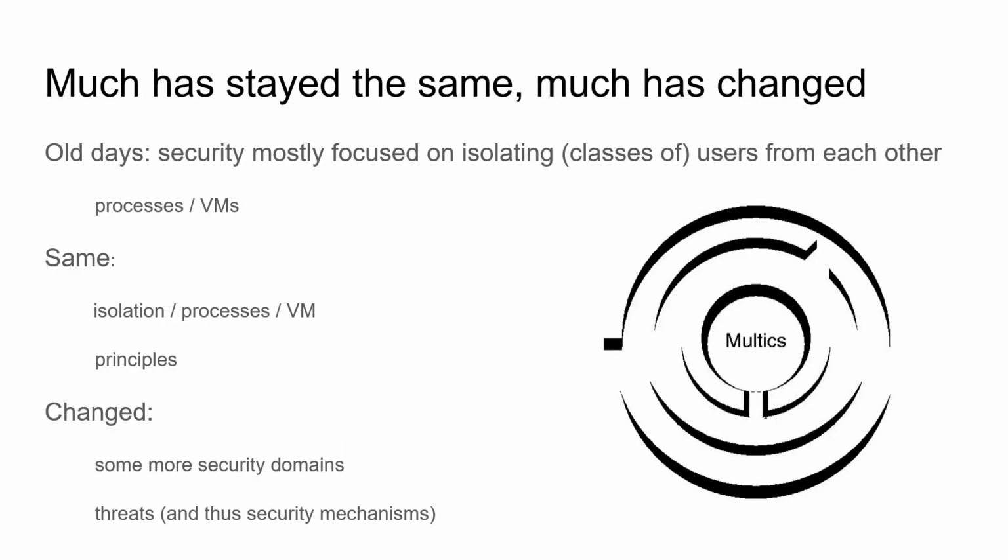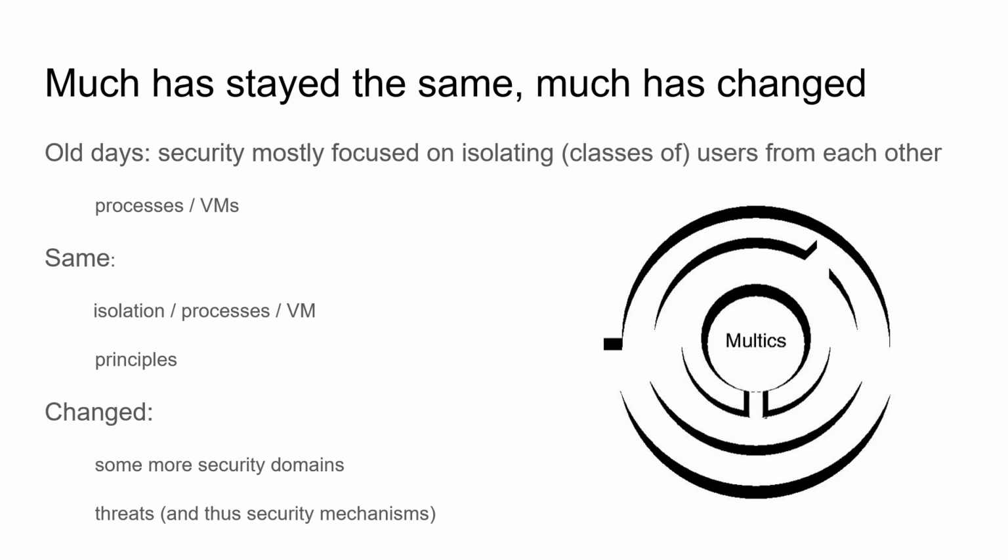What I'm going to argue is that in security at this level, much has stayed the same. In the old days, security was mostly concerned with isolating different users, or classes of users, from each other. This translated into isolating processes or virtual machines. Today, we still isolate at this level. We still isolate processes and virtual machines. So this has stayed the same. Moreover, the principles that were pioneered in the 1960s and 1970s still apply almost without any change in today's systems.